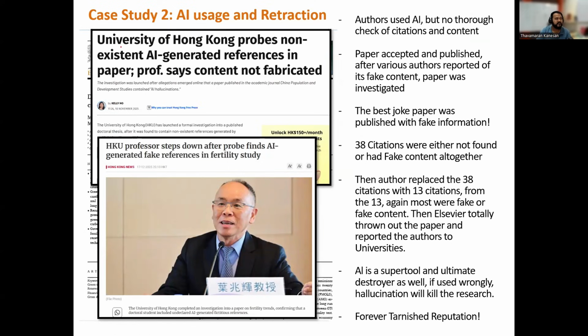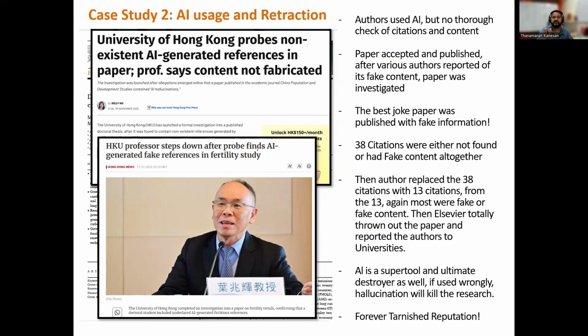This one was the University of Hong Kong, HKU, the number one university in Asia, listed in the QS ranking. It had non-existent AI-generated references in a paper, and this is even worse. The PhD student got kicked out from the university, and the professor also stepped down and resigned. These are real stories, real things happening right now.